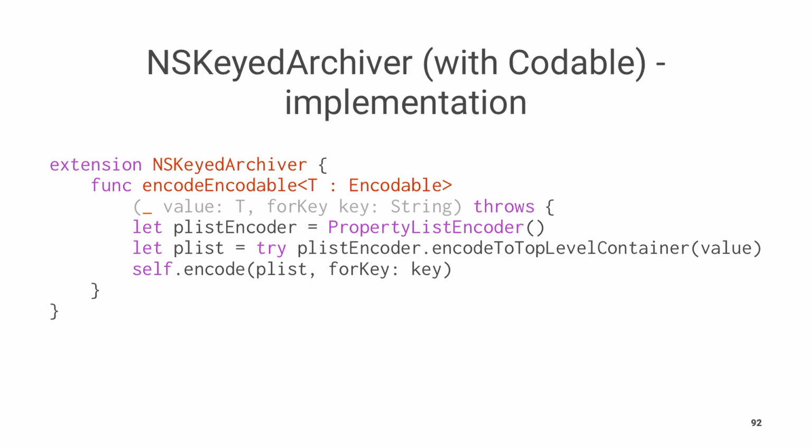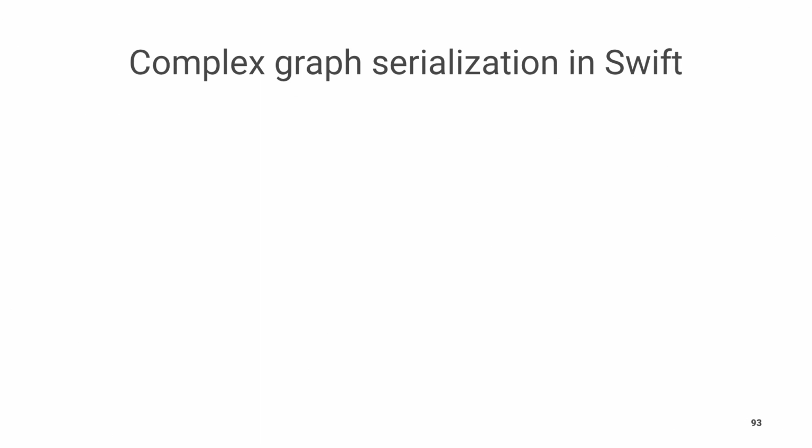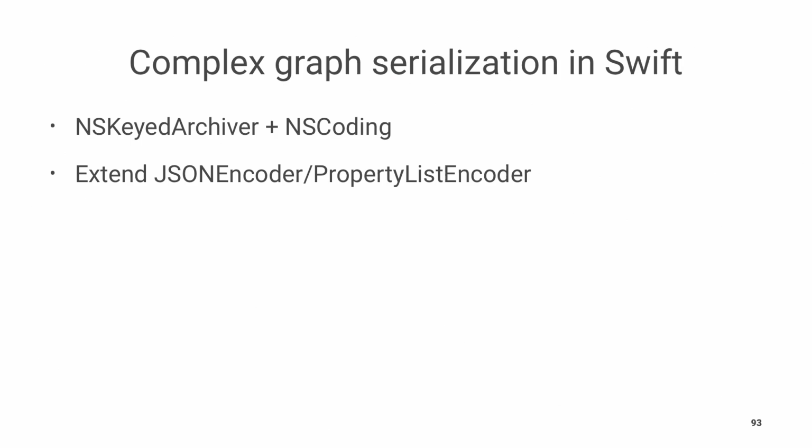What are the options we have to do it in Swift in general, not talking about Codable specifically? First of all, good old Objective-C APIs. They work in Objective-C and in Swift. We just need to implement NSCoding. Not an easy task, but we can use the help of some third-party code generators if we need it. The second option is to extend existing coders with missing functionality. We can create some extensions or an additional layer of abstraction.